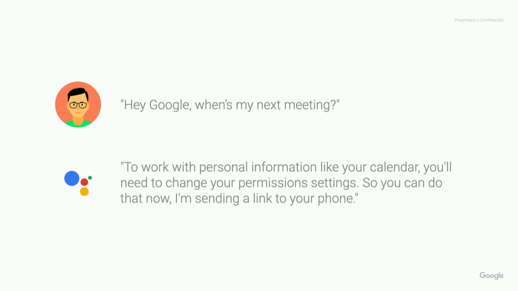So we see this in conversation design. Here's an example of somebody saying to the Google Assistant, when's my next meeting? And reaches one of these speaker identification errors. And instead of just giving up and saying, I don't know who you are, it will send them a text message to their phone where the account was set up, and they can continue from there making the reservation.